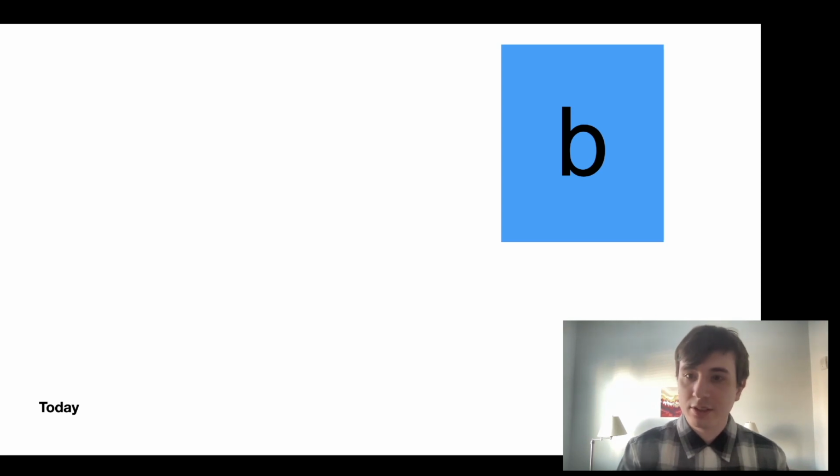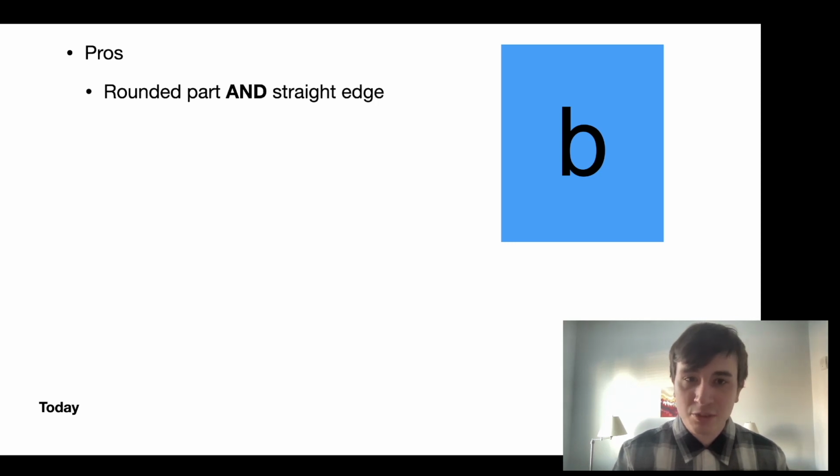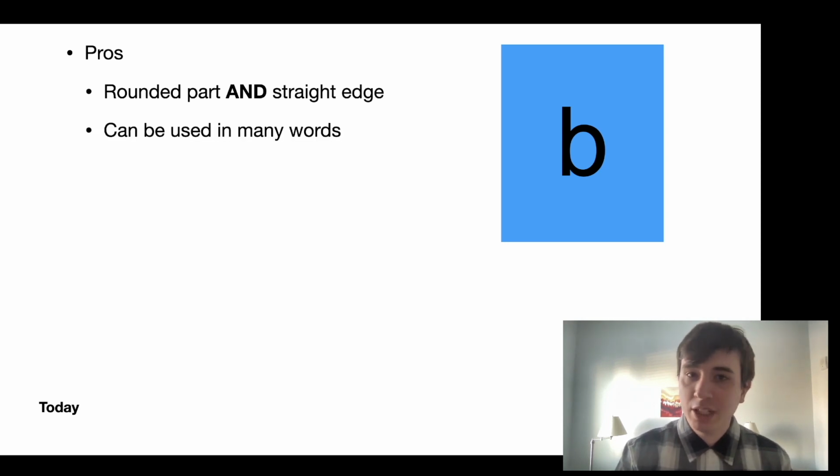B, not one of the best ones, but it does have some pros. Rounded part and a straight edge. So the A is kind of missing the straight edge. Just B has the straight edge. So if you're looking for straight edge letters, I would recommend B. It can be used in many words. Easier to draw than A. Again, part of this is going to be because of that straight edge that you're going to have.